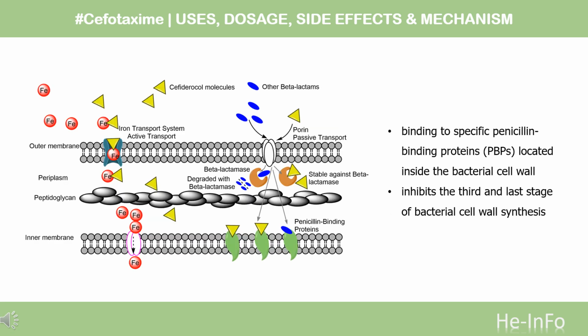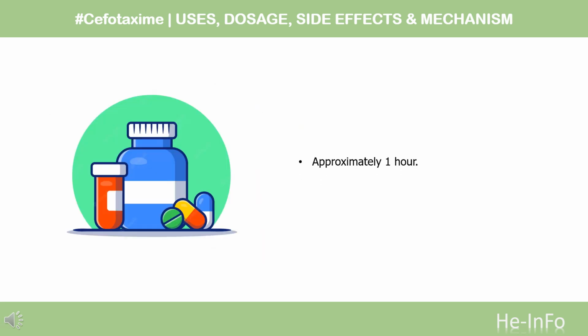Mechanism of action. The bactericidal activity of cefotaxime results from the inhibition of cell wall synthesis via affinity for penicillin-binding proteins, PBPs. Cefotaxime shows high affinity for penicillin-binding proteins in the cell wall, including PBP-1B and PBP3. Half-life: approximately 1 hour.